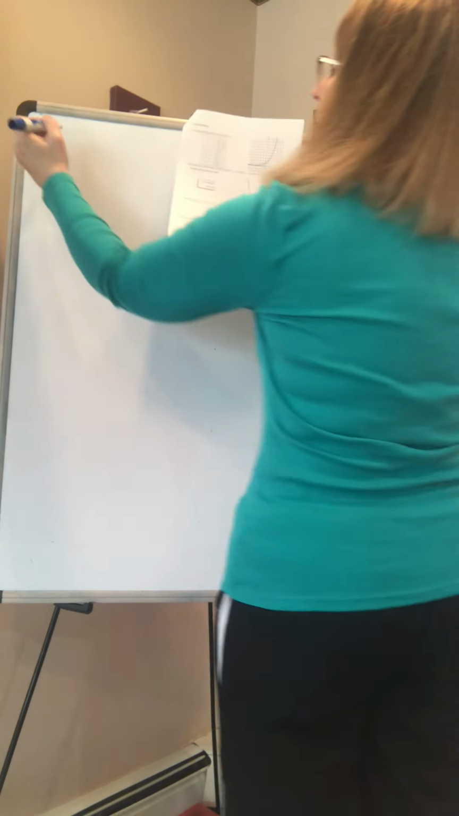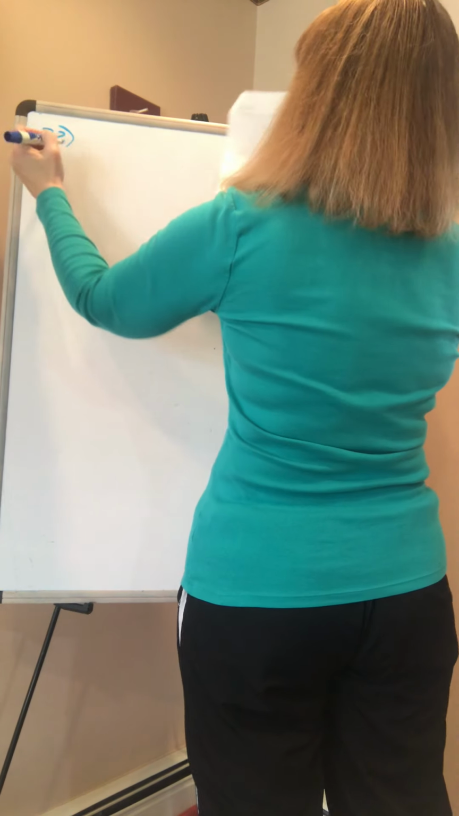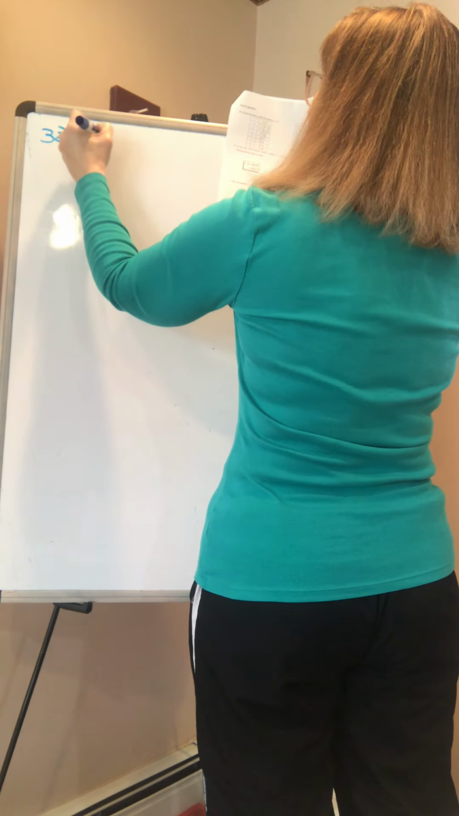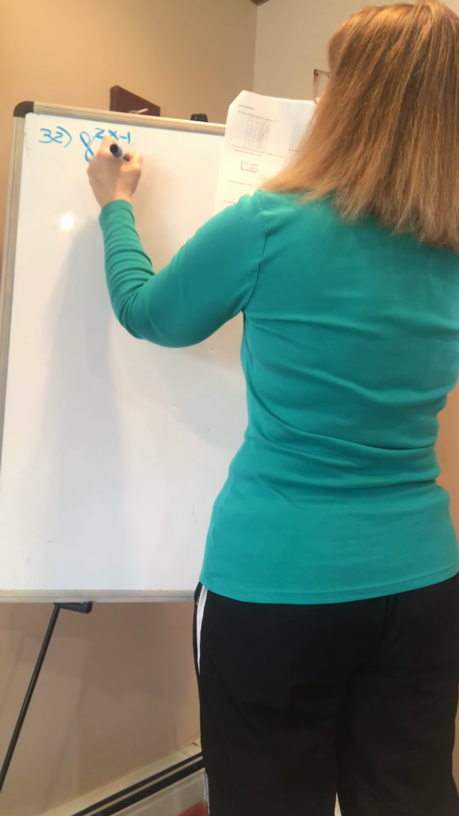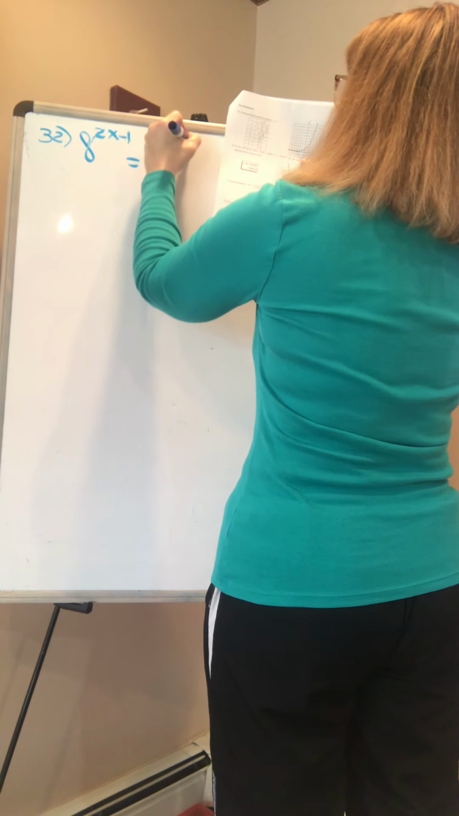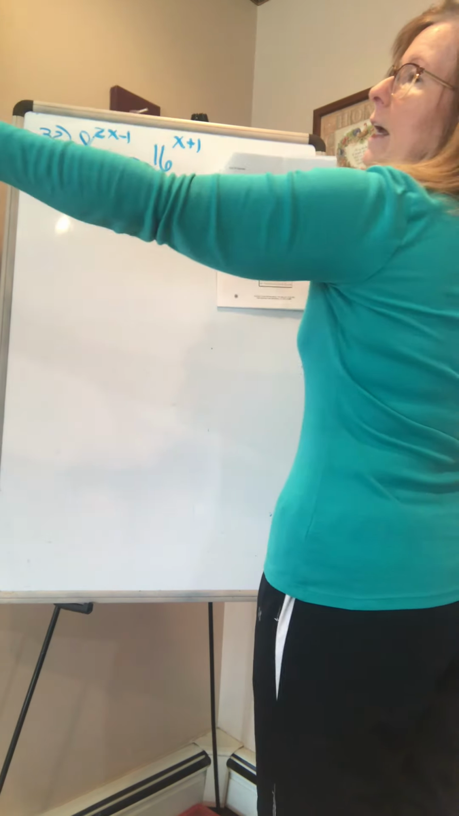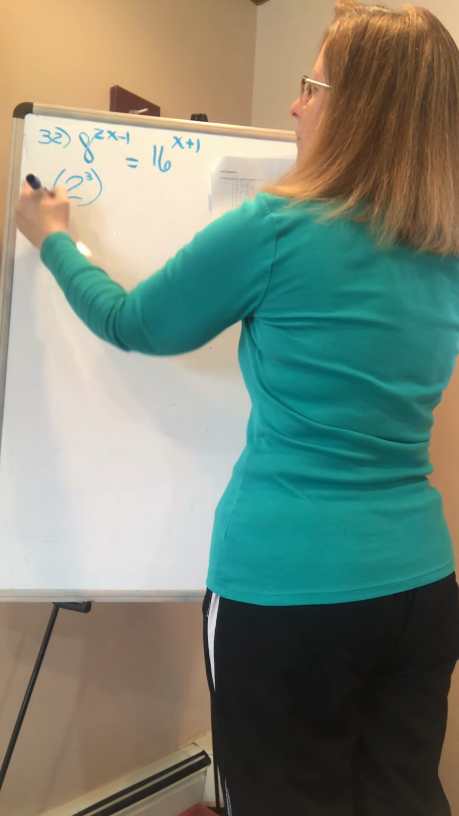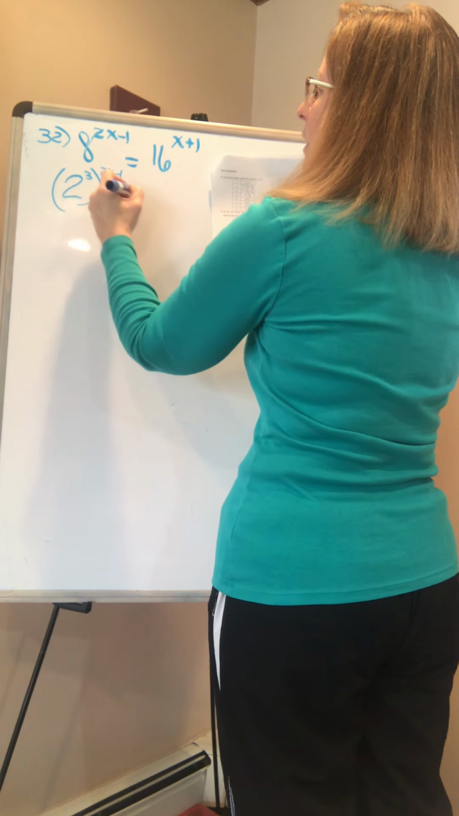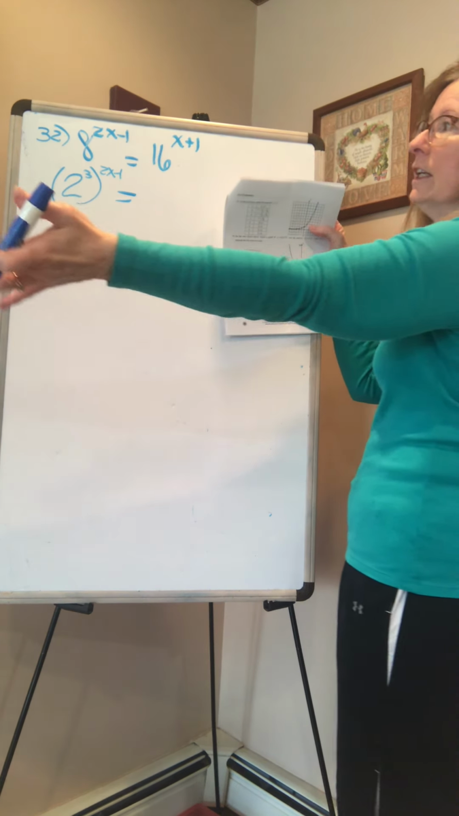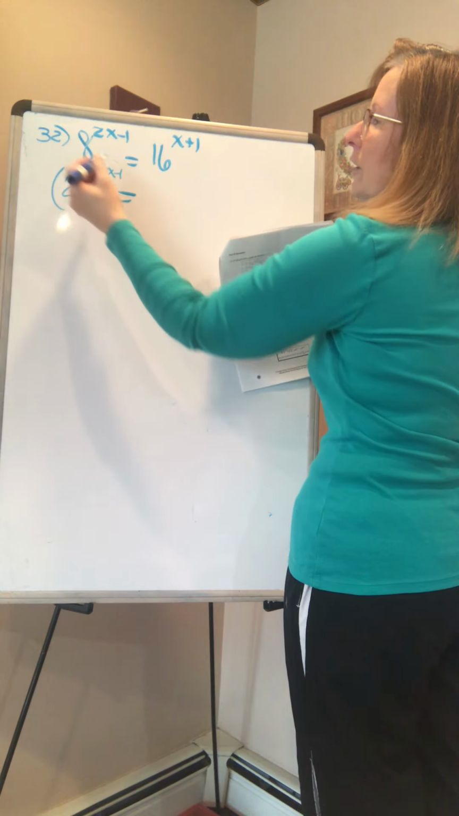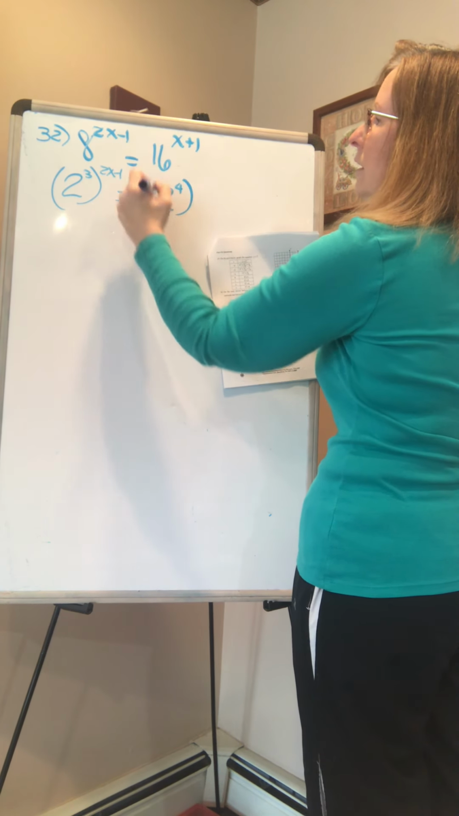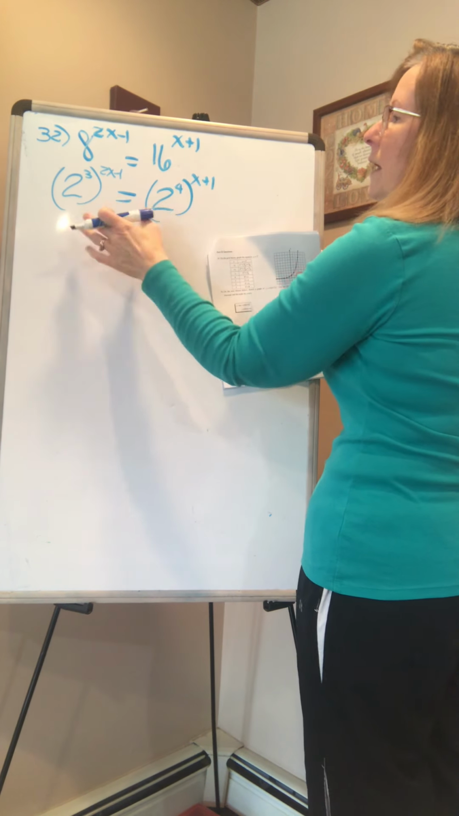32 is a nice one. 32 is going back to chapter 7. These ones are very nice. You have 8 to the 2x minus 1 is equal to 16 to the x plus 1. Here's an 8. Give me change. You're going to give me 2 to the 3rd and 2x minus 1. Here's 16. Well, if 8 is 2 to the 3rd, 16 comes from 8 times 2, so it's 2 to the 4th. X plus 1.